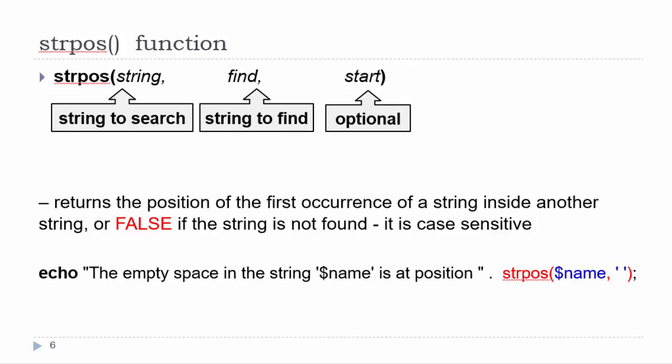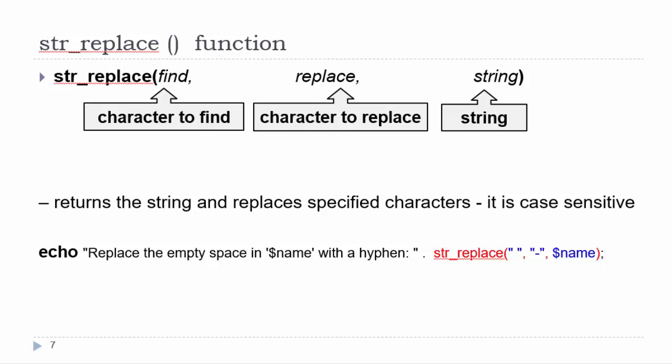Another commonly used function is the string replace function. It allows us to find a character and replace it with another one. Here it takes 3 required parameters: the character to find, the character to replace it with, and the string we are searching. So in the example, if we wanted to replace an empty space with a hyphen in this string variable, this would be the syntax to do it.